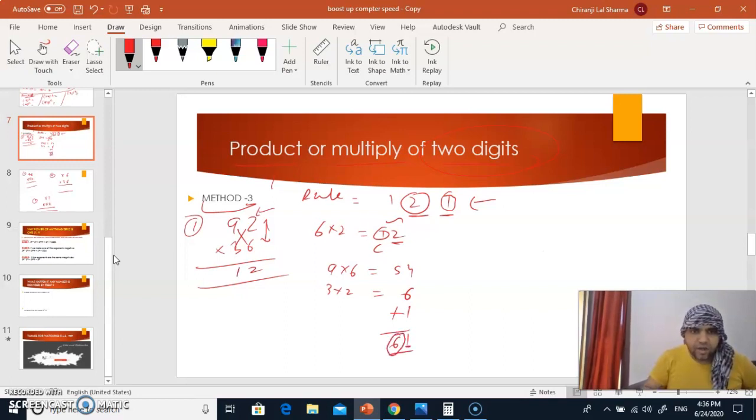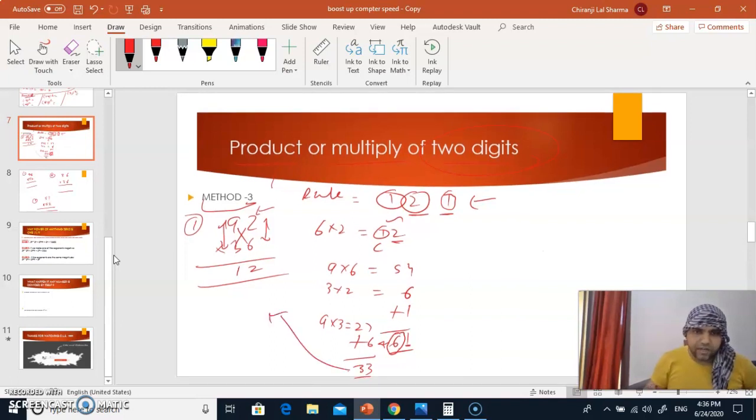Okay, so now let's do the next step. 1, so from this left side you will do 3 times 9, or you can say 9 times 3, it will be 27, and you will add this carry. So this carry is 6, so 27 plus this 6, you will get 36. So directly you will write this 36 here. So this is the answer of this product.